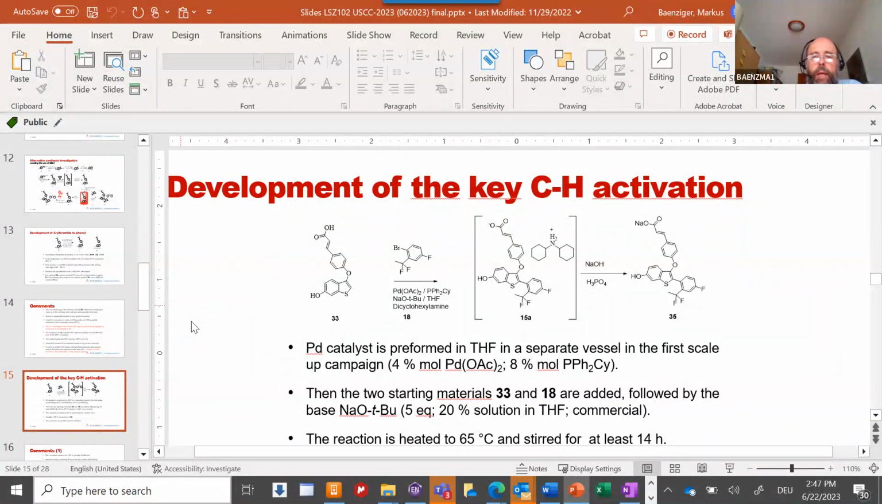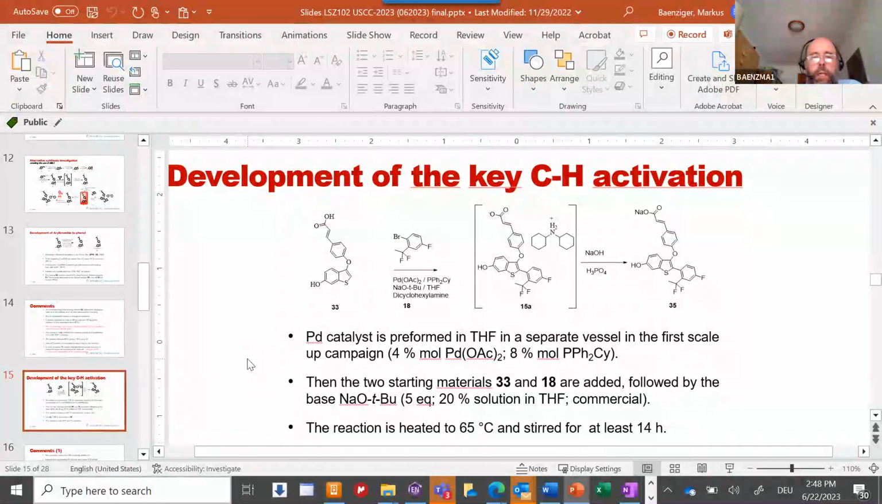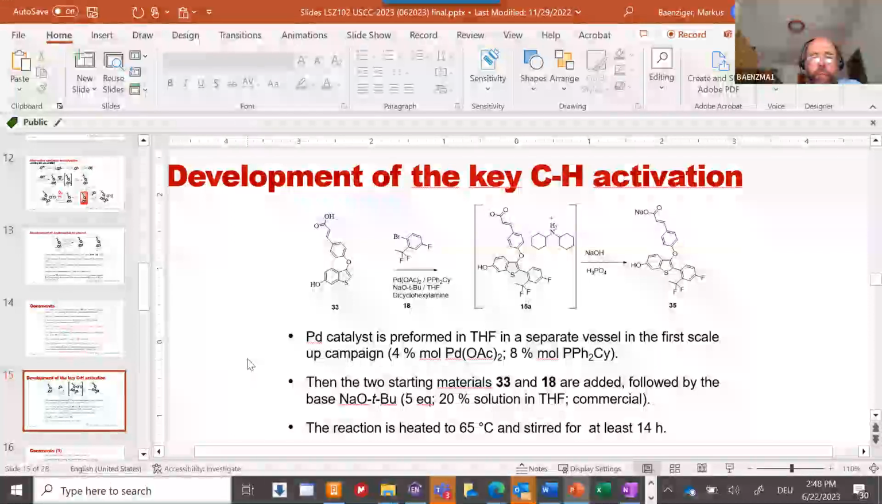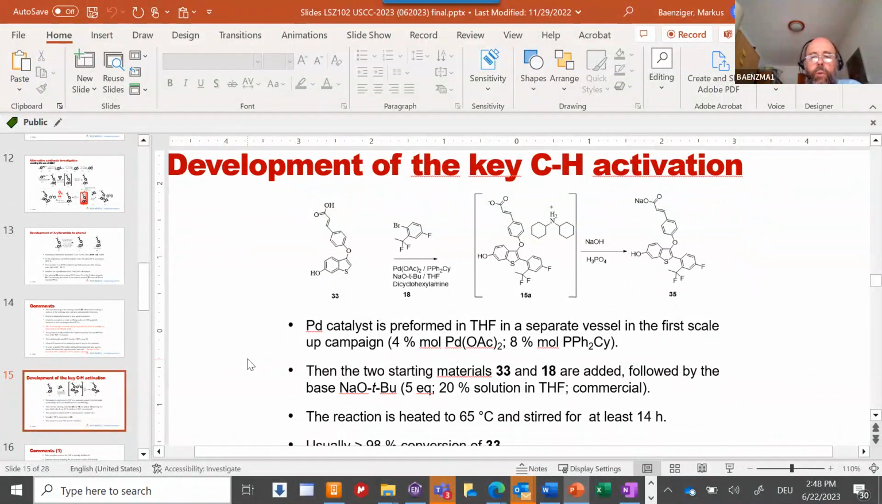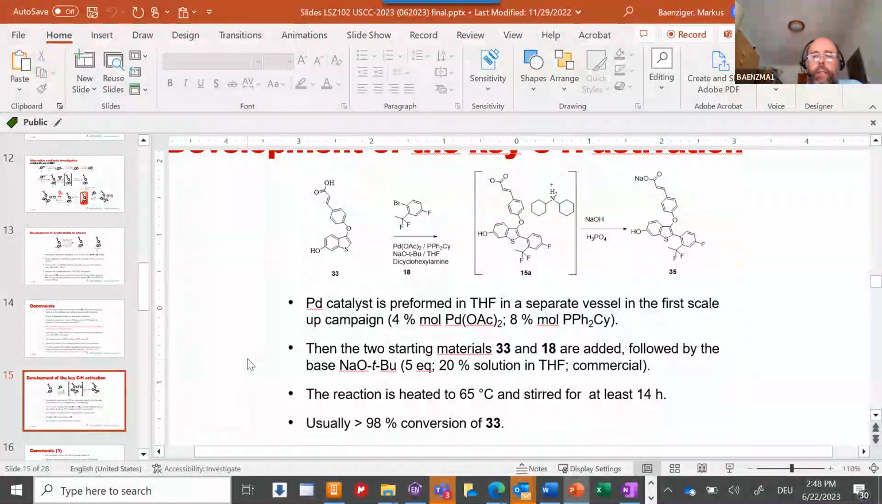which works pretty well, actually. So the palladium catalyst had to be preformed. Palladium acetate and the ligand were mixed in THF. And then the other 2 starting materials were also mixed in THF. Sodium tertiary butoxide, the base in THF, was added, and the reaction was heated to 65 and stirred for at least 14 hours. Usually we had a conversion of greater than 98%.